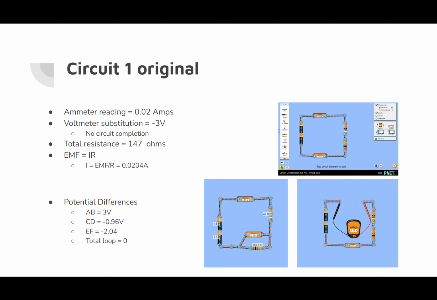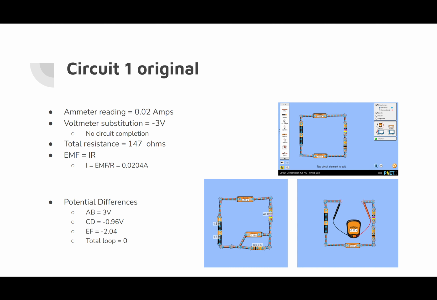Circuit 1 had two resistors in series and two ammeters. The ammeter read 0.02 amps, which is in line with our prediction of 0.02204 amps, which we got by dividing the total EMF by the total resistance.